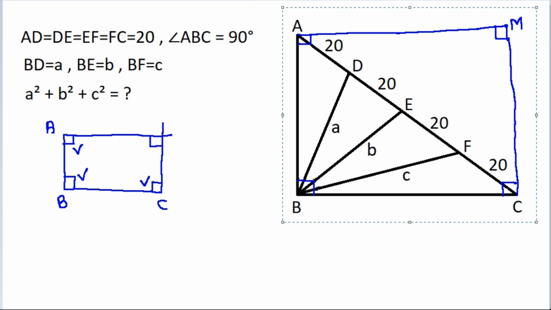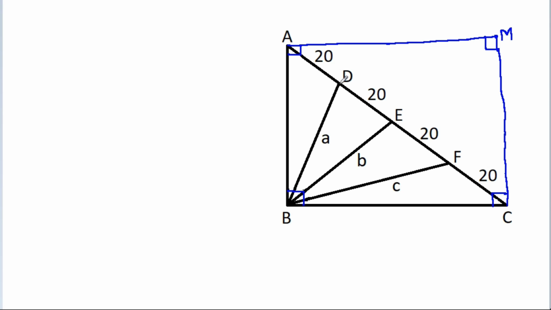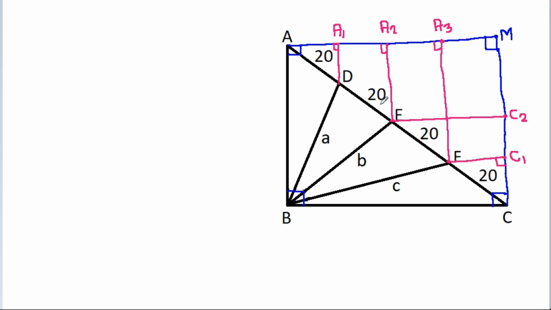Then here, if we draw a perpendicular from D on AM, suppose this point is A1, and from E on AM, suppose this point is A2, and from F on AM, suppose this point is A3, and from F on CM, suppose this point is C1, from E on CM, suppose this point is C2, and from D on CM, suppose this point is C3.